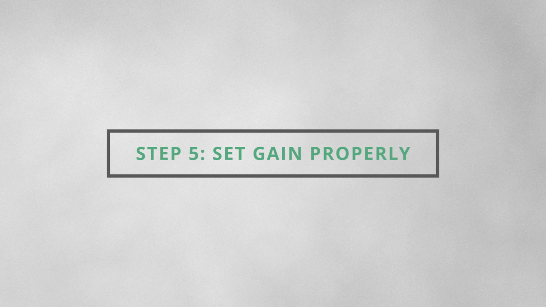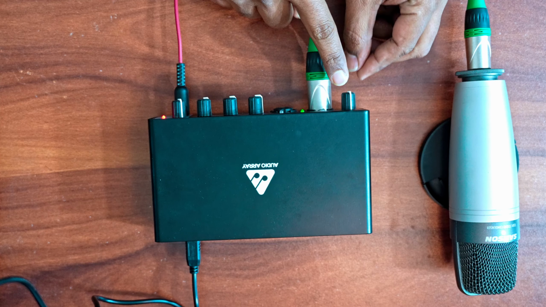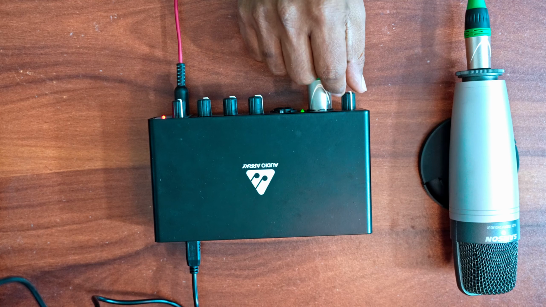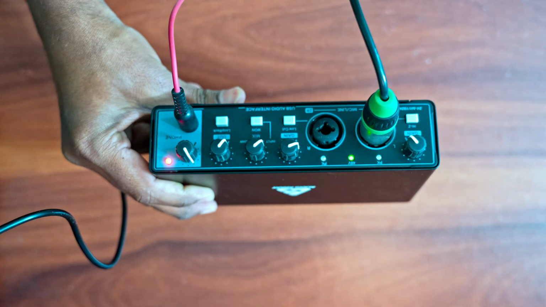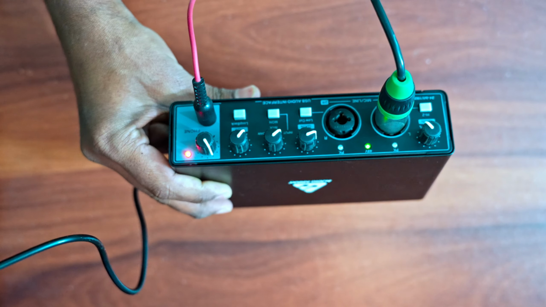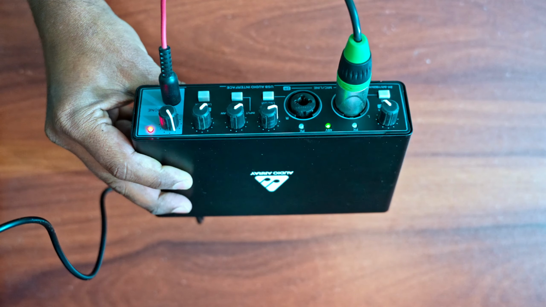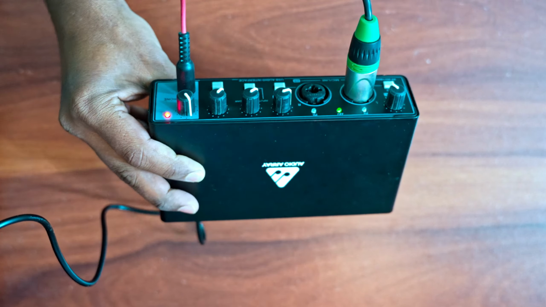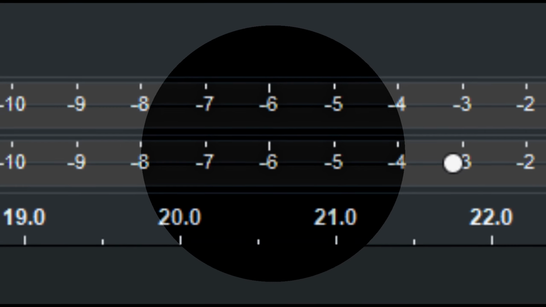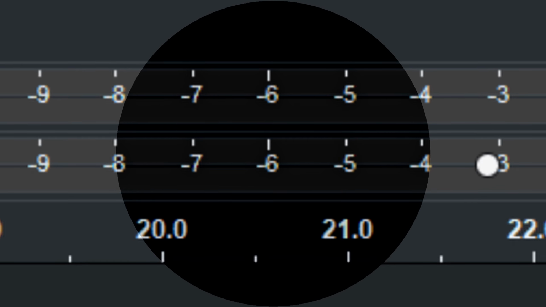Step 5. Set gain properly. It is very important. Speak normally into the mic. Slowly turn up the gain knob. A good level is: green light is okay, yellow light is acceptable, red light means clipping or distortion. Voice should be clear, with no cracking sounds. Set the gain so that your voice peaks around -6 dB.